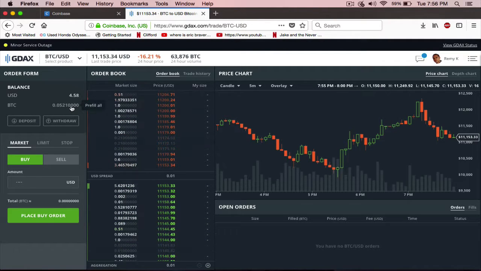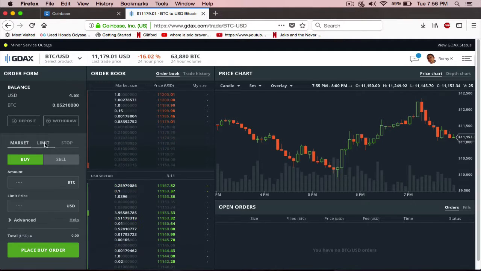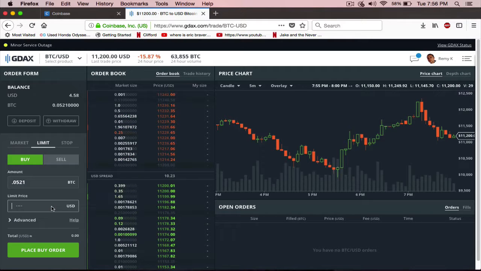Alright, now here's how you have to do it in order to save yourself from having to pay the fees. Instead of doing a market order, what we're going to do is a limit order. So press limit. Here's the amount of Bitcoin I want to trade, basically 0.0521. And here's the price. So at what price point do I want to trade out my Bitcoin?